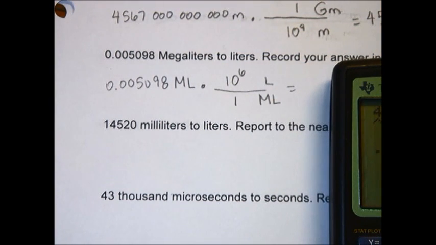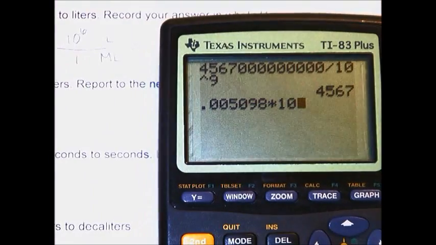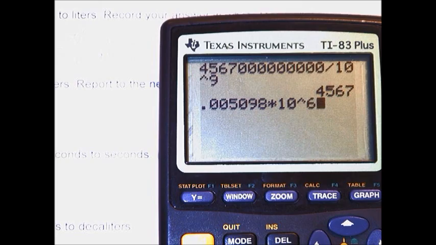Be very careful of your zeros at the front. You get the right number there, 0.005098 times 10. And then we're going to use the caret again to make the 6. Hit enter. 5,098 liters.